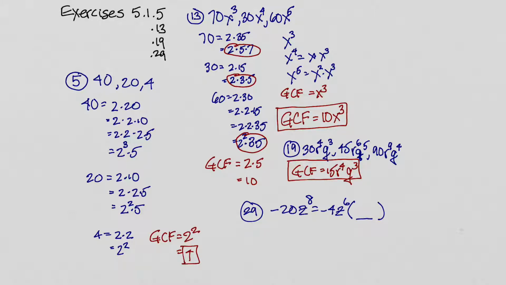So what are we going to have here? Negative 4 times what is negative 20? We'll just do a division. Negative 4 into negative 20 is going to be positive 5, right? Negative 4 times 5 is negative 20. And then for the z, we want 8 z's. We've already got 6, so we need 2 more. You can see we have 6 z's here, and we want to get up to 8. We know when we multiply, we add the exponents. So from 6 up to 8, we need 2 more.